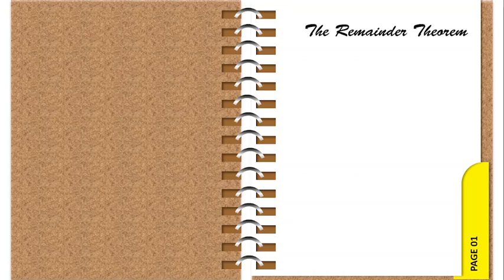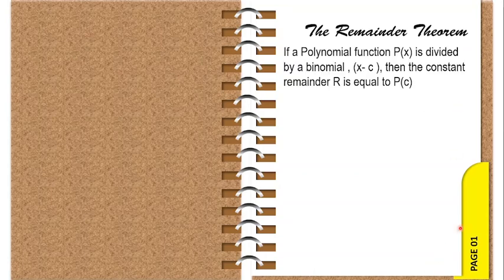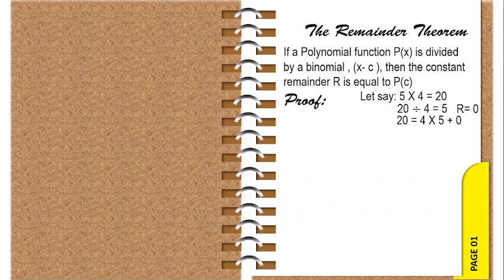What is the remainder theorem? The remainder theorem states that if a polynomial function p of x is divided by a binomial x minus c, then the constant remainder r is equal to p of c. Let's say 5 times 4 is 20, or 20 divided by 4 is 5. Remainder is 0. We can write 20 in another way, that is 20 is equal to 4 times 5 plus 0. 20 is the dividend, 4 is the divisor, 5 is the quotient, and the remainder is 0.